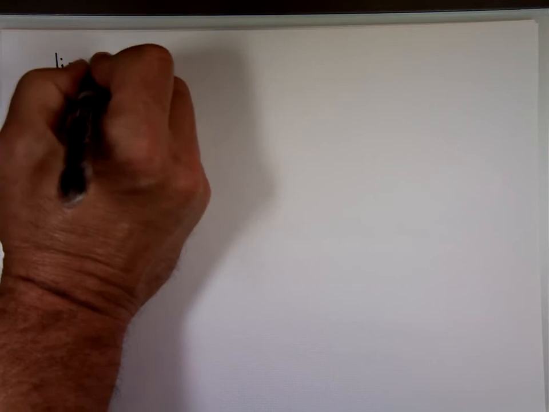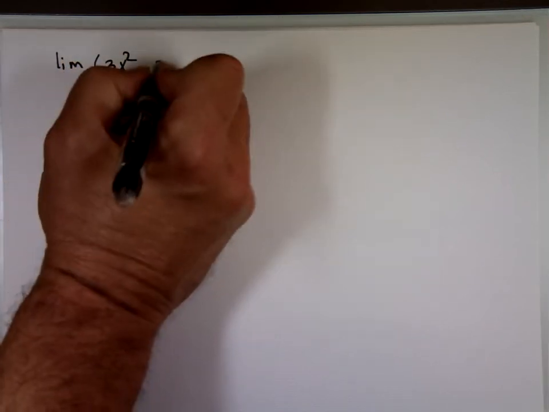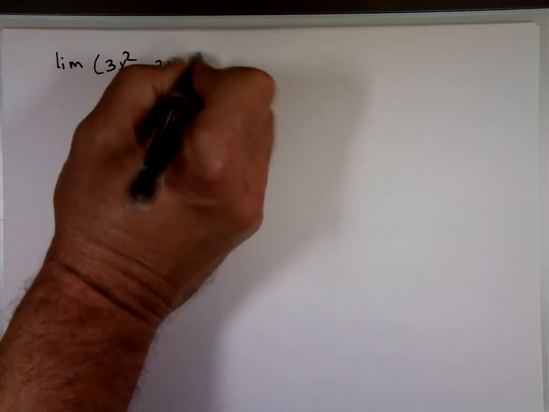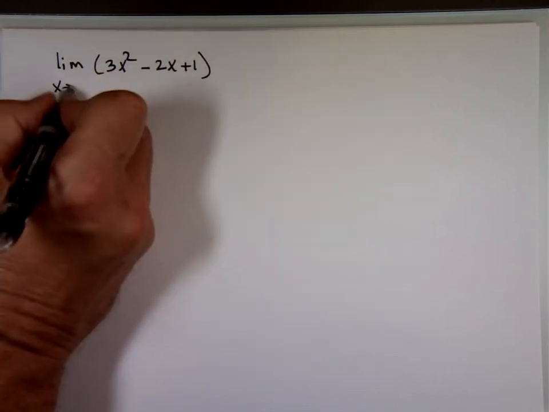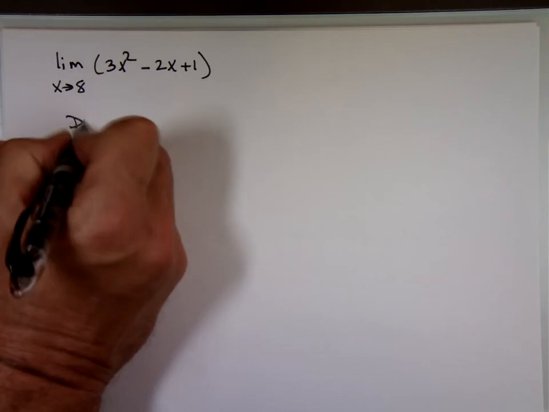Let me try this, the limit of 3x squared minus 2x plus 1. Somebody pick a reasonable number, as x approaches 8. Again, we can do a table and look at the left side, look at the right side. You'll be wasting about 5 minutes of your life. Or we can try what? Direct substitution.